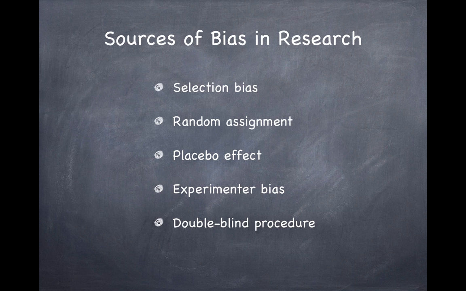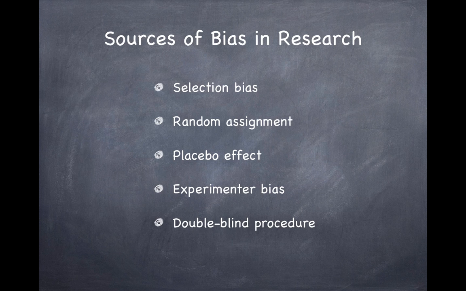And the way you do that is what's called a double-blind procedure. This is where the experimenters and the researchers and the participants don't know which group they're in, and don't know who's getting the independent variable. So double blind is to say the participants and the researchers both don't know.